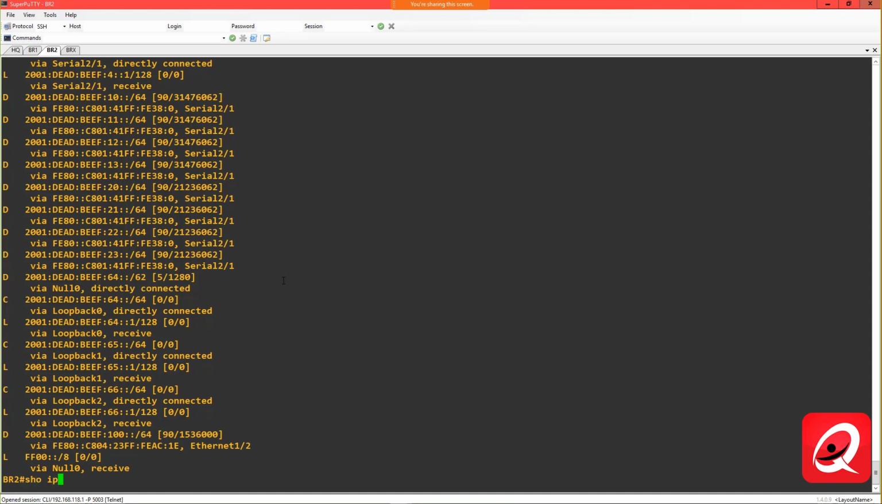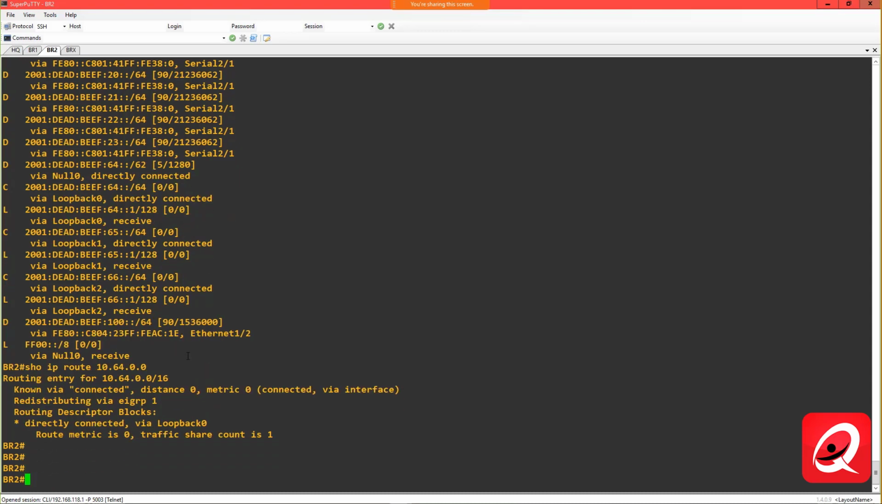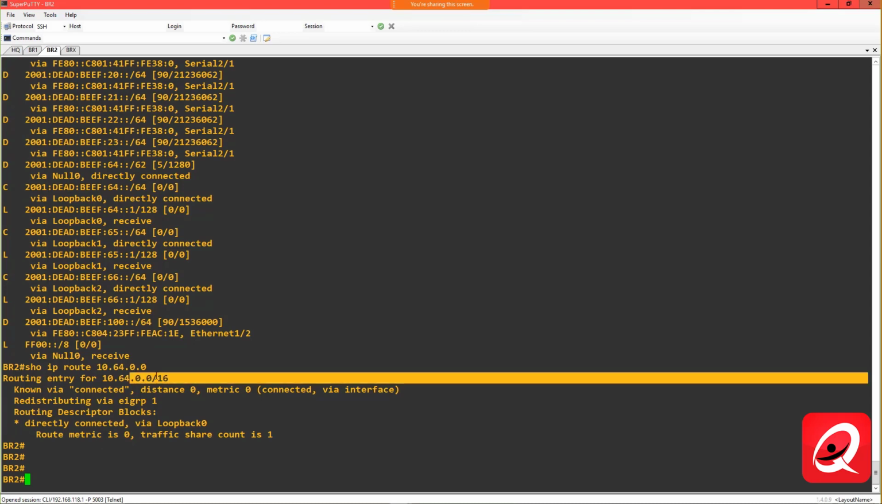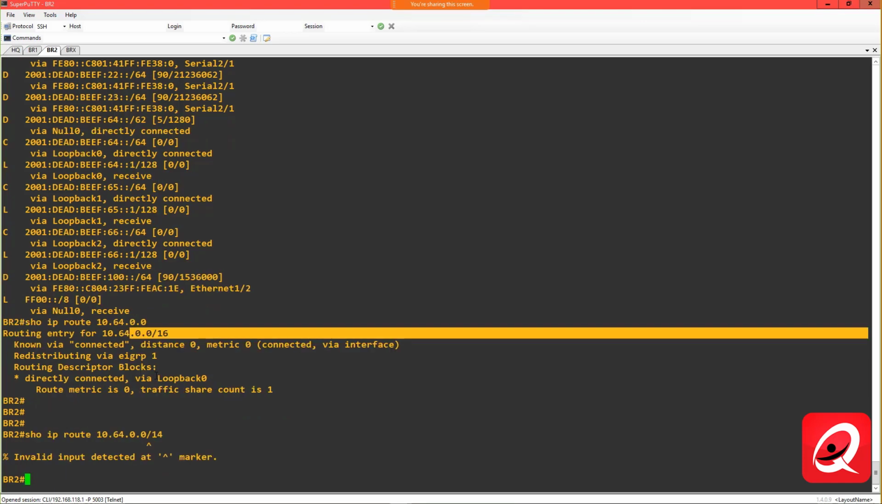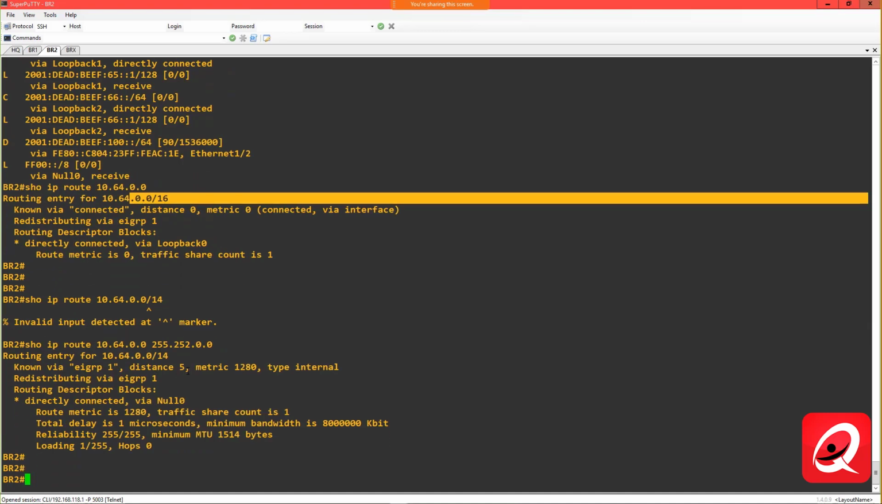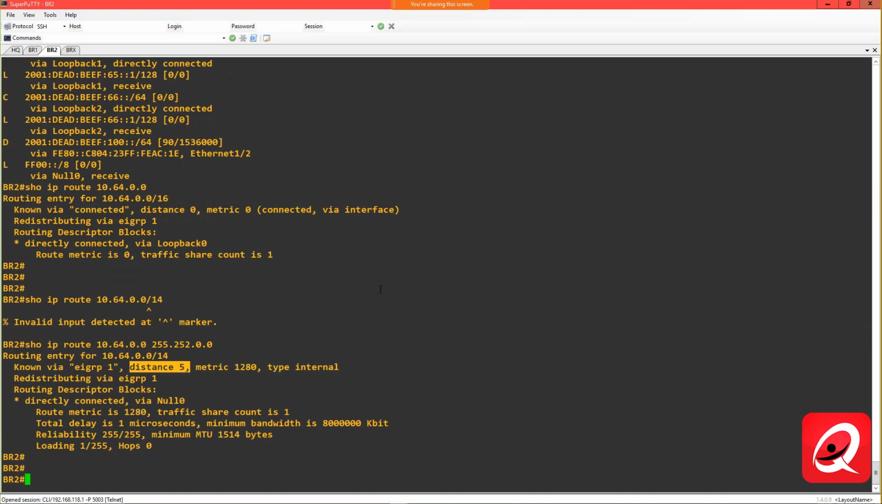All right. If I do a show IP route 10.64.0.0, you can see the same thing here. Well, it pulled out that one. Let's do /14, 255.252.0.0. There we go. And we can see that the administrative distance of this route is also 5. All right. It's still an internal route. It doesn't show up as an external EIGRP route, so it's still an internal route.